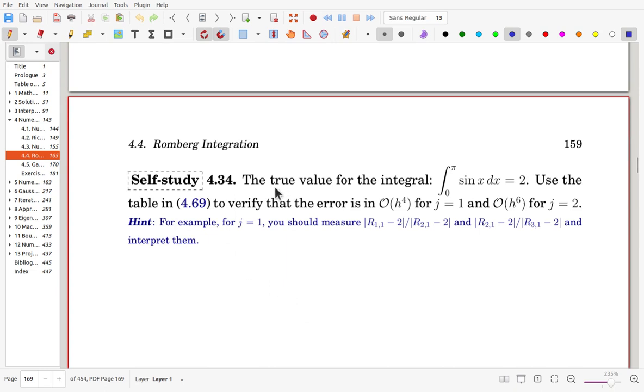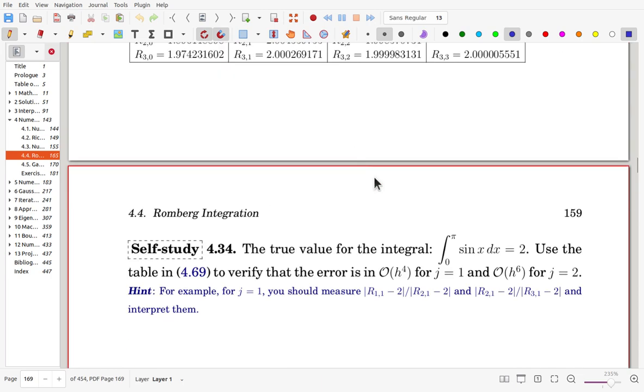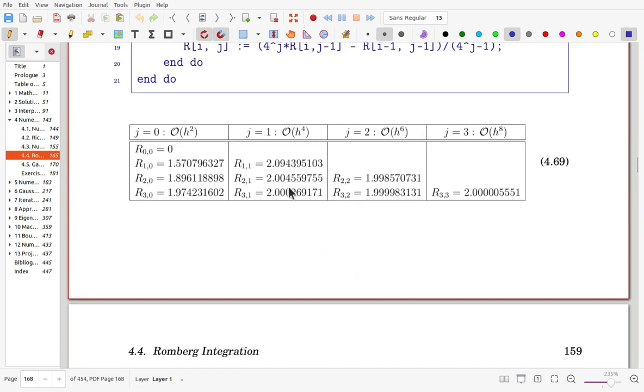The true value for the integral is known. Use the table here to verify that the error is of order 4 for j equal 1. Now, for that one, order 6. So you can measure quite easily that it is 6th order convergence. And if you add one more, then again you can check this as 8th order convergence. You can do it.